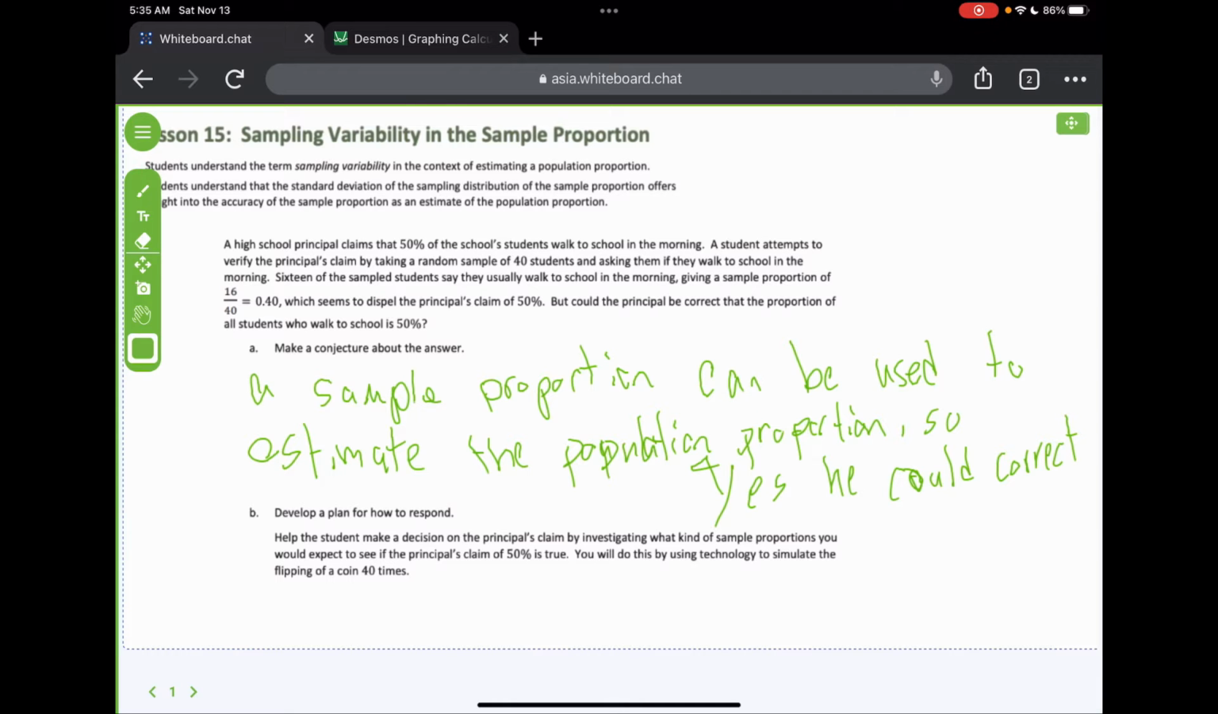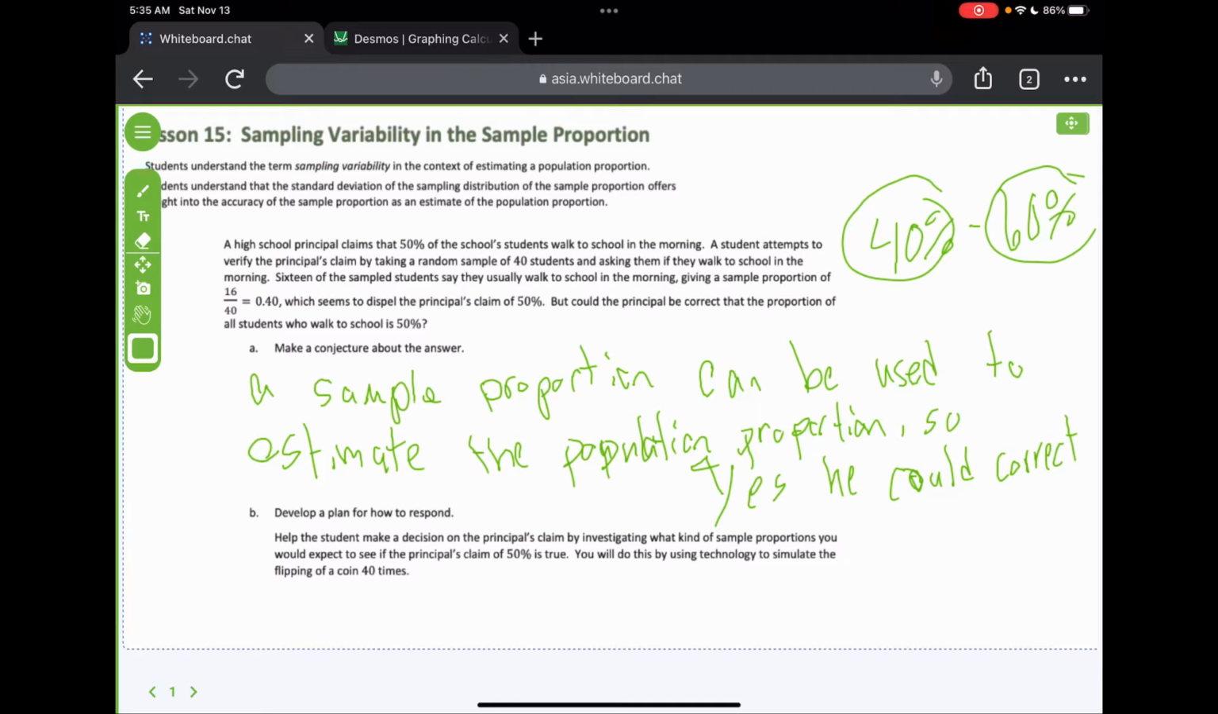Because a sample proportion is only a good way to estimate the actual population proportion. So we would say that maybe you could have 40 to 60% in your sample proportions. That would lead you to believe that it could be around 50%, because you're getting some that are 40, some that are 60. So it's going to be somewhere in between there, right?